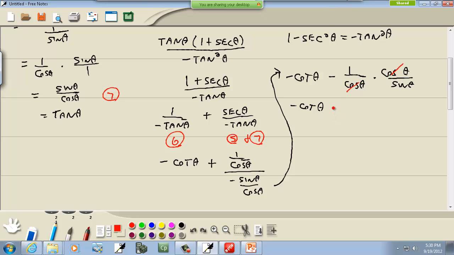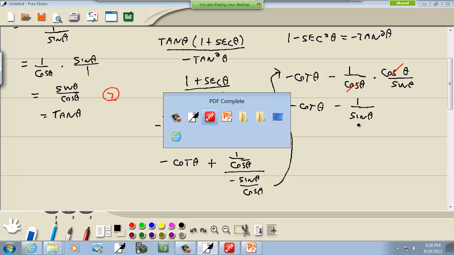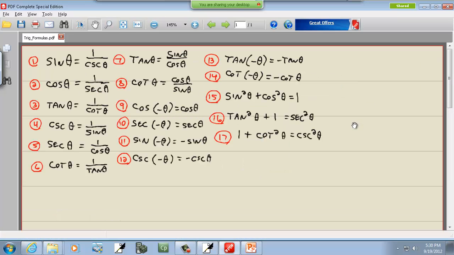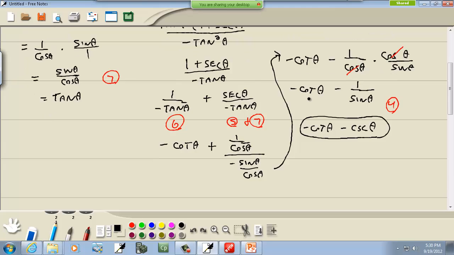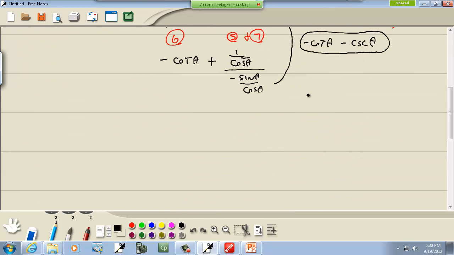Okay, problem solved, hopefully. So we've got minus 1 over sine theta, and 1 over sine is cosecant, which is number 4. So this becomes negative cotangent theta minus cosecant theta, and that's our answer. It's about as simplified as we're going to get on that particular problem.